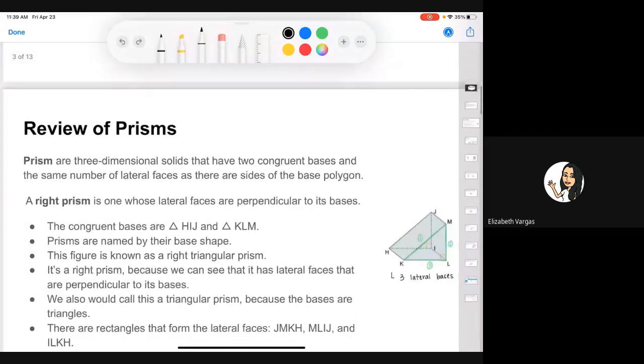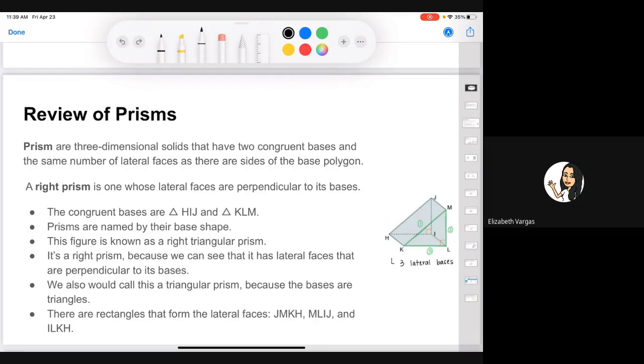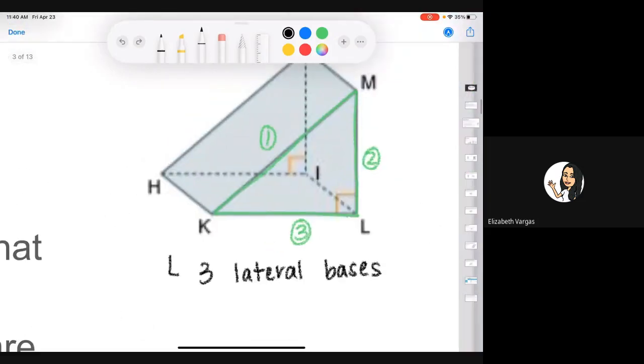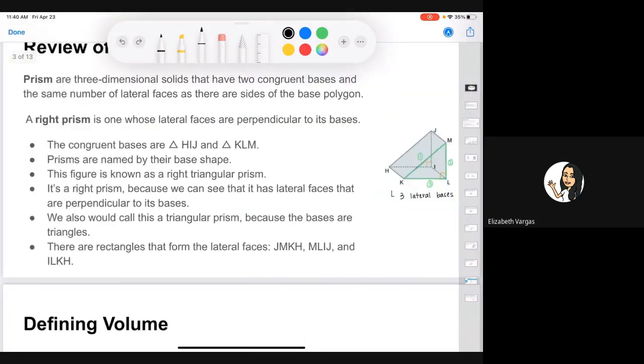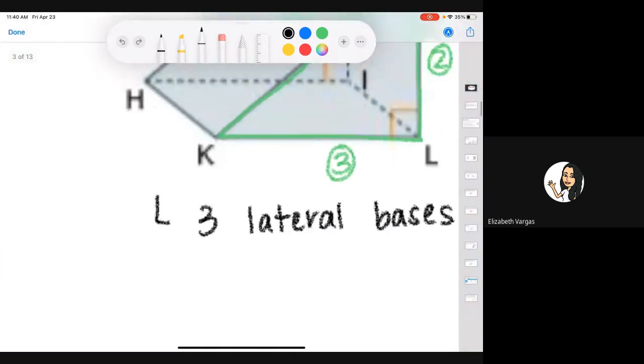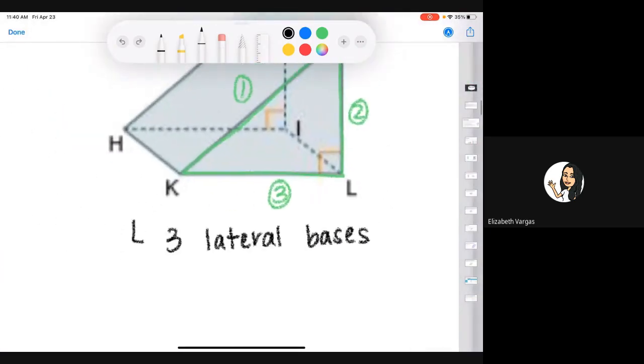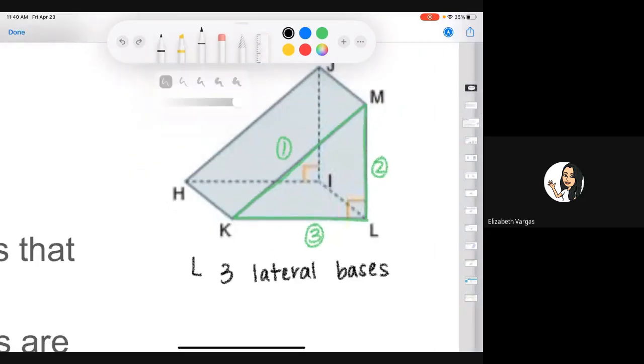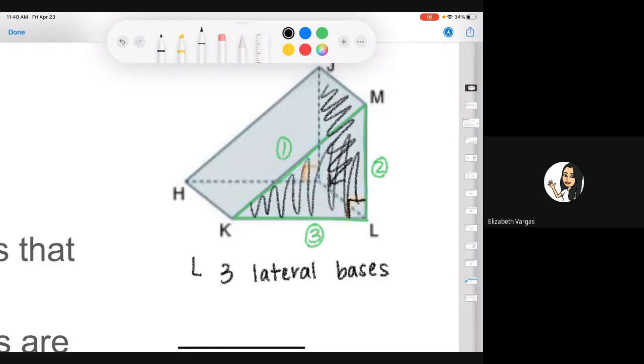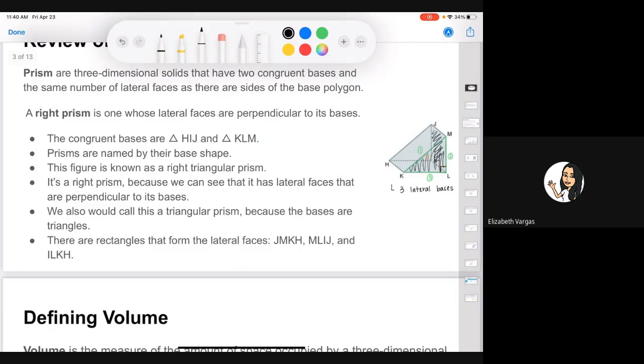And of course, our bases are congruent, 2 congruent bases. What we know about prisms is that our prisms are named after the type of base we have. So this would be a triangular prism because the base is a triangle. A right prism is one whose lateral faces are perpendicular to the base. So, for example, if I looked at this lateral face in the back, that is perpendicular to my front base right here. And so that would make this a right prism. That is what that is saying.